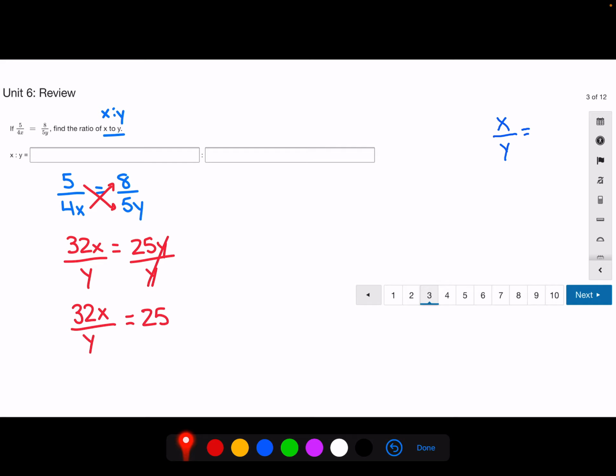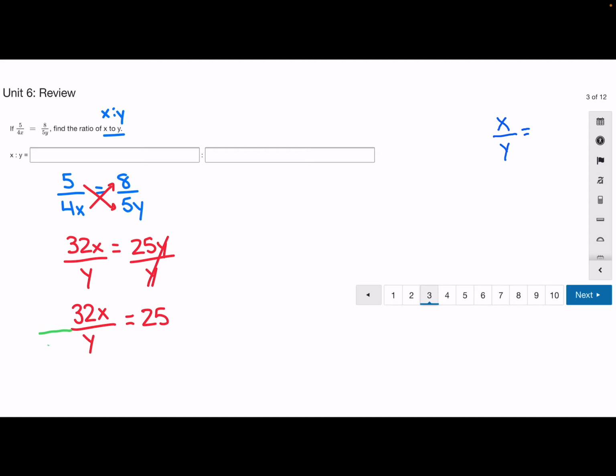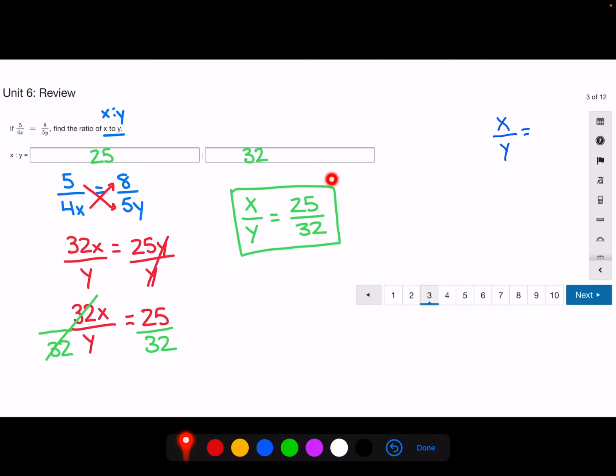From here, I need to get rid of that 32 in front of the x. So again, this is multiplication that's occurring. To undo multiplication, we divide. I'm going to divide both sides by 32, giving us x over y equals 25 over 32. Exactly what we were looking for in terms of our ratio once again. So again, since it's x to y, it's going to be 25 to 32 as our final answer. All right, next up, let's go ahead and work on some geometric mean.